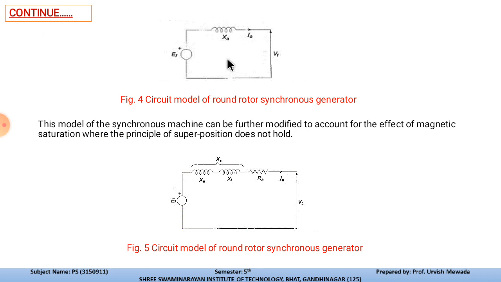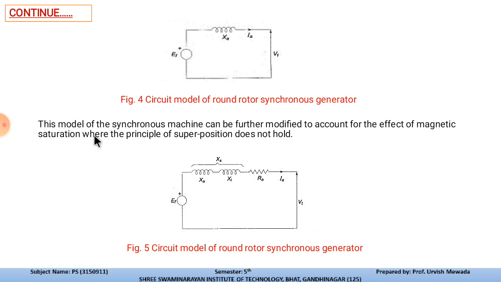This is the field circuit of the synchronous machine. This XA is the armature reactance, and VT is the terminal voltage that we get on the terminal of the synchronous machine, and this is the EF, that EMF that we give to the input of the rotor circuit, and IA is the armature current. This model of the synchronous machine can be further modified to account for the effect of magnetic saturation.